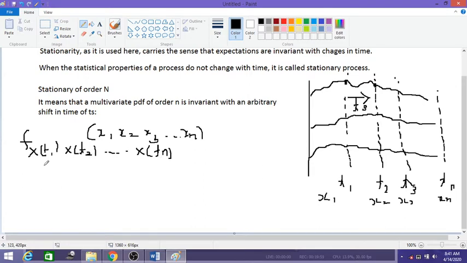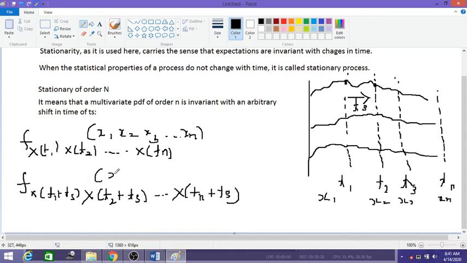Now suppose each one of these time instants, t1, t2, t3 and tn, is shifted by some time, say plus ts, so plus ts is the interval. If it is shifted, then how is it defined? Then it is f x of t1 plus ts, x of t2 plus ts, and likewise the nth time instant, tn plus ts, of x1, x2 up to xn. If this is equal to the statistical properties at the original points, after the shift by ts to a new point somewhere here, then we say that it is a stationary process, or a stationary random process.